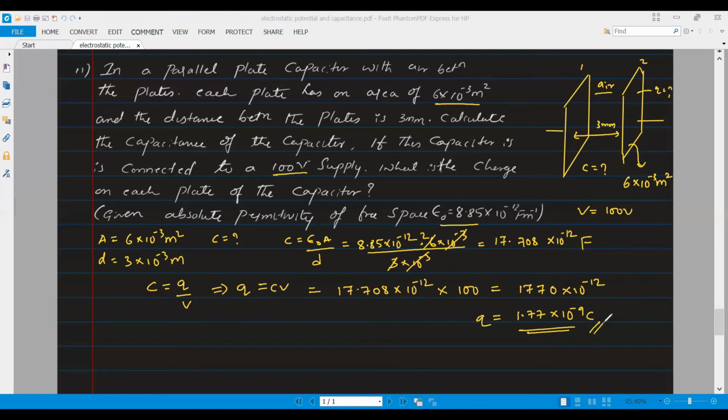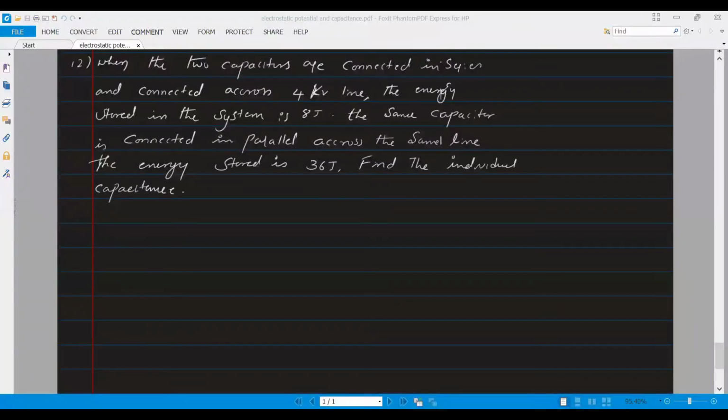Okay, let us go for this problem. Two capacitors are connected in series and connected across a 4 kilovolt line. That means the battery connected here is 4 kilovolt. This is C1, this is C2, these are the two capacitors. The energy stored in the system is 8 joule.